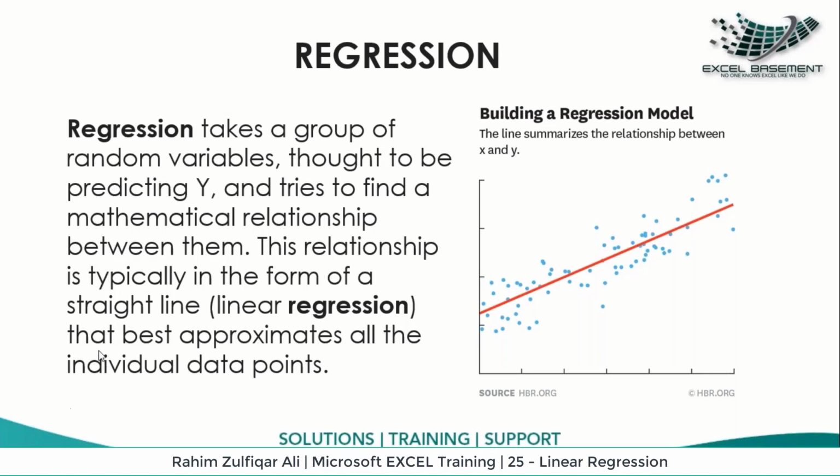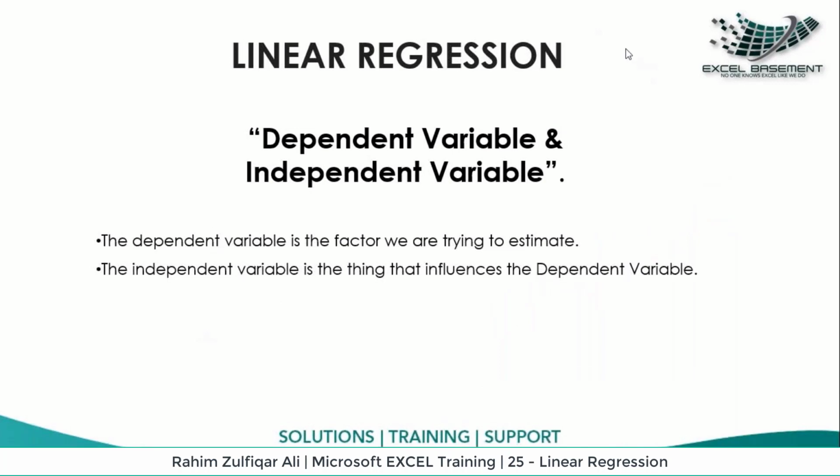Okay. So furthermore, proceeding towards the next slide. In linear regression, we have two different types of variables, the dependent variable and the independent variable. The dependent variable is the factor we are trying to estimate. The independent variable is the thing that influences the dependent variable. And we will look into different examples in the next few minutes in Microsoft Excel on how we can perform the regression.